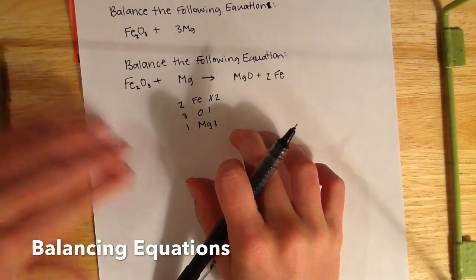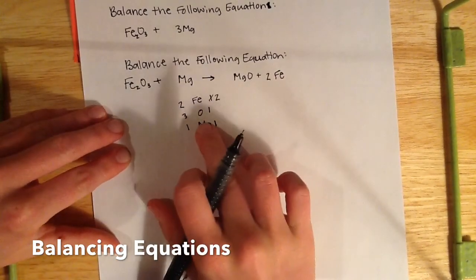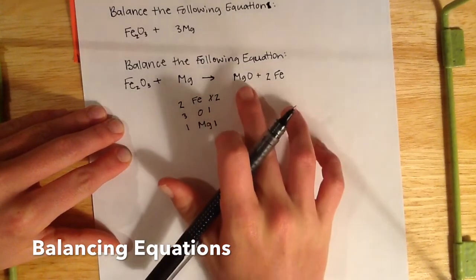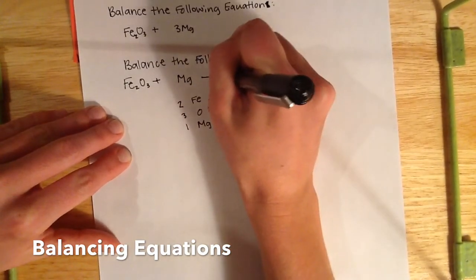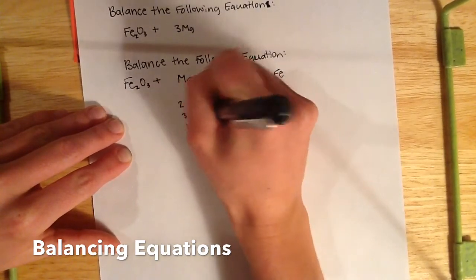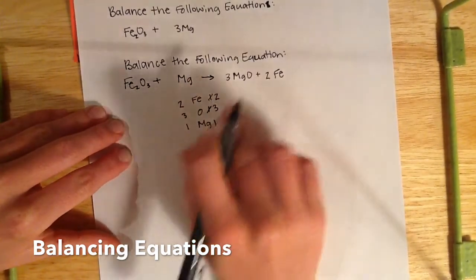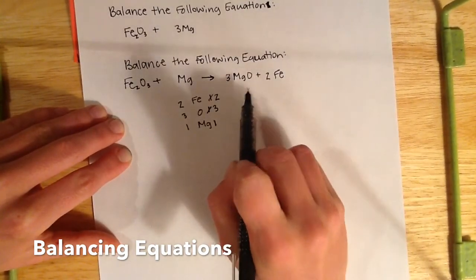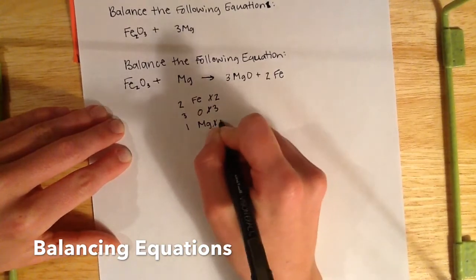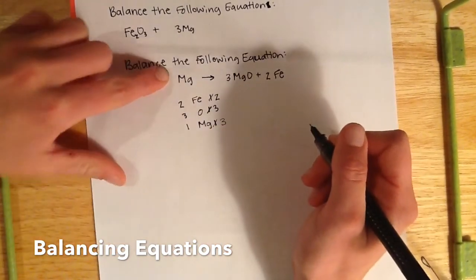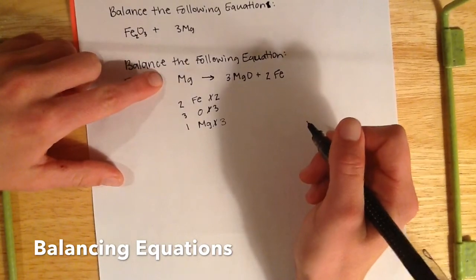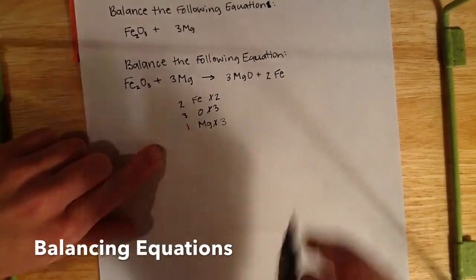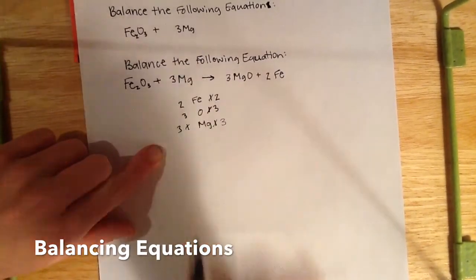Iron, that is. Now, to balance our oxygens, we need to multiply this by 3. We need to put a 3 here. Okay, so that changes that to 3. Well, now that messed up our magnesiums. So now we have 3 magnesiums on the right and only 1 on the left. Now, since magnesium is by itself, it makes it easy, so we just add a 3 here. And now we have a balanced equation.